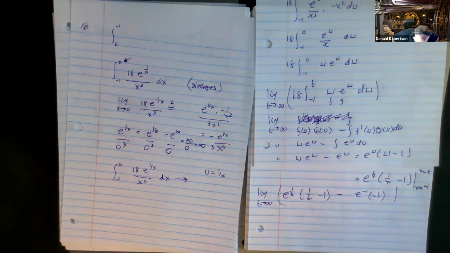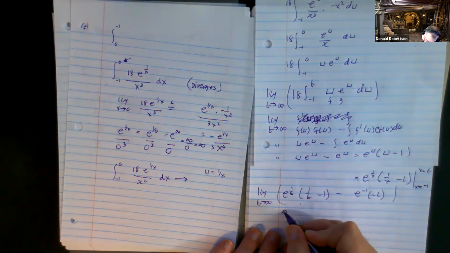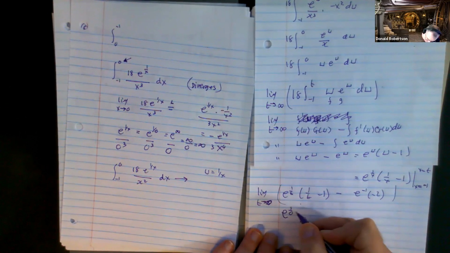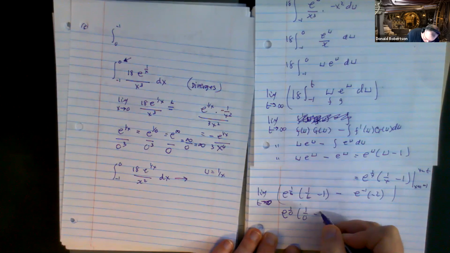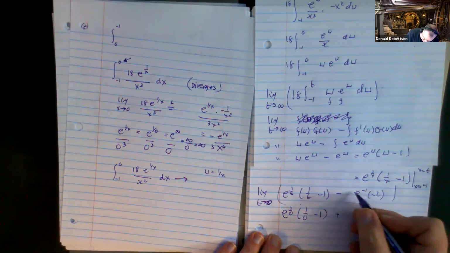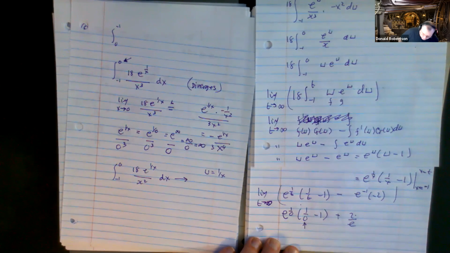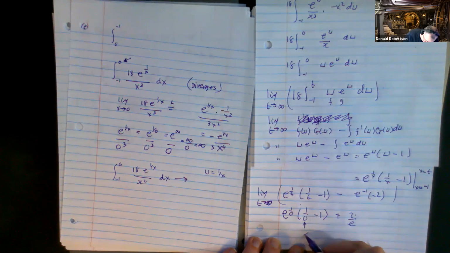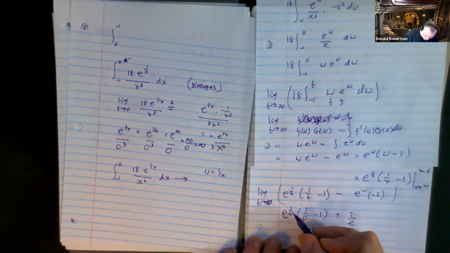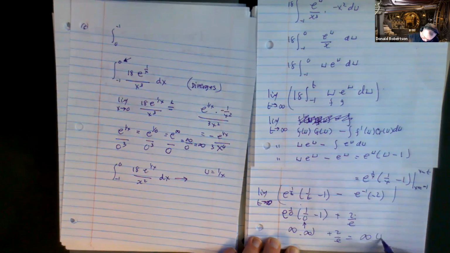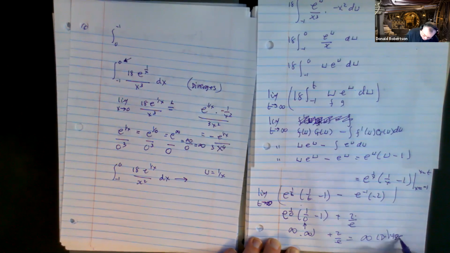Okay, brute force. E to the power of 1 over 0, 1 over 0 take away 1, plus basically that guy. 1 over 0 is infinity, right? Infinity take away 1 is infinite. E to the infinity is infinity. Can you see that the answer is infinite, so it diverges?